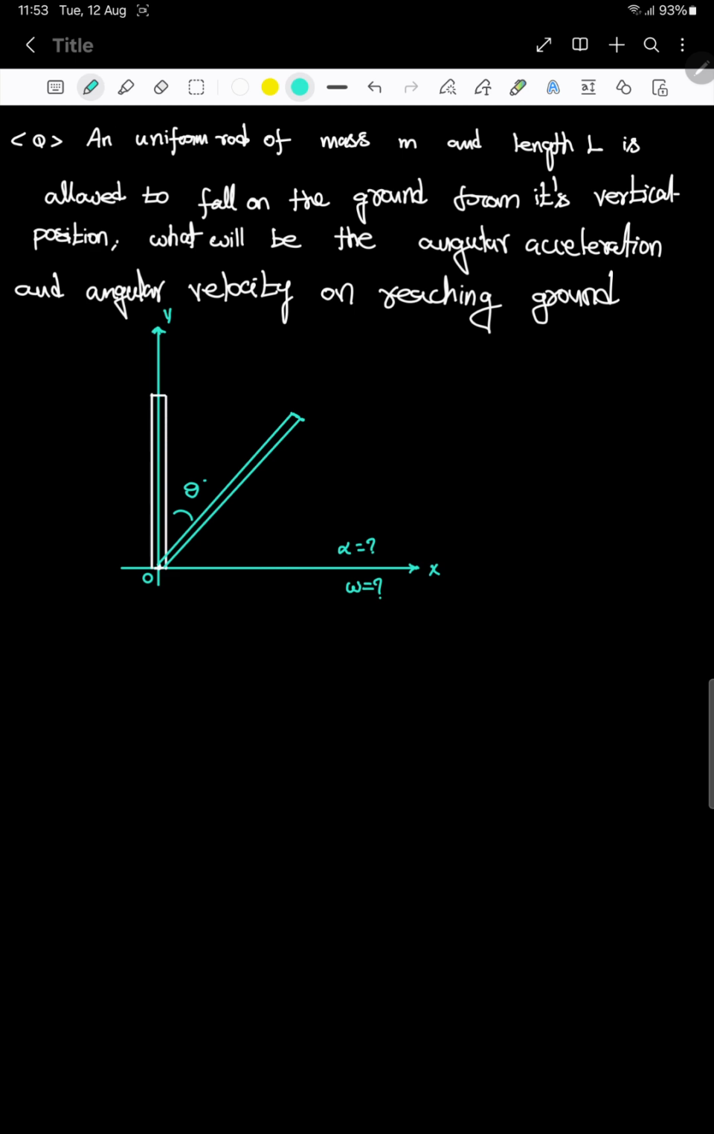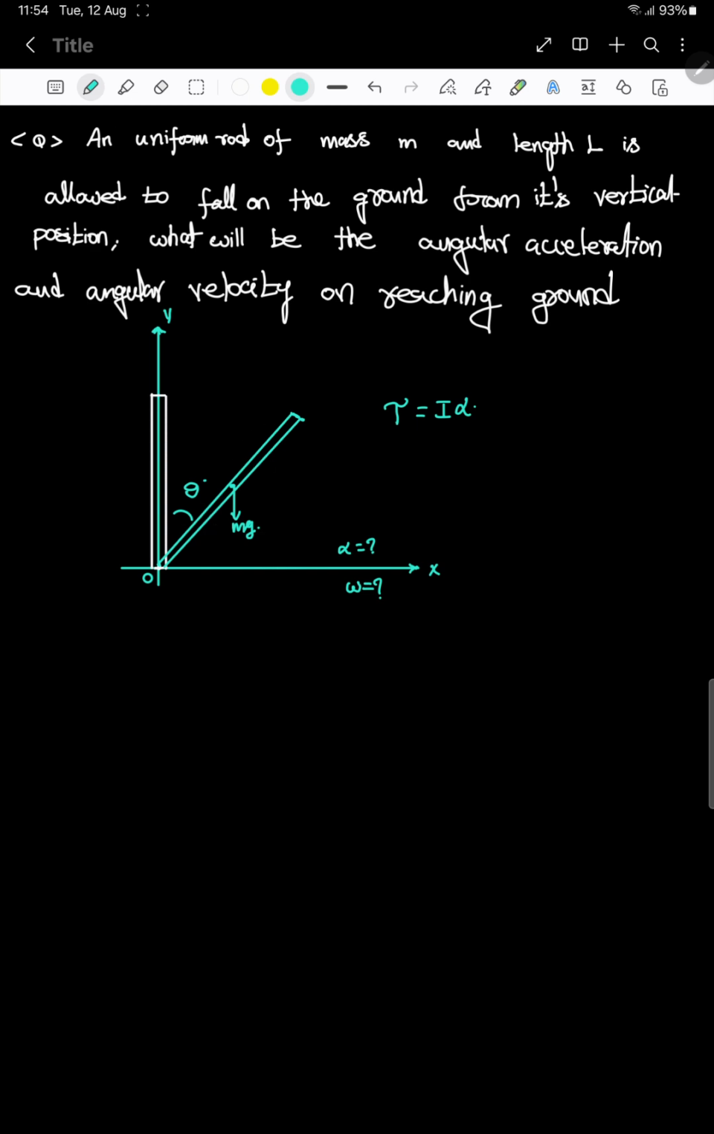We all know that according to Newton's second law of motion, torque about the center is tau equals I alpha. The weight of the body is acting downwards. So this weight is producing the torque. The formula of torque is force into perpendicular distance.